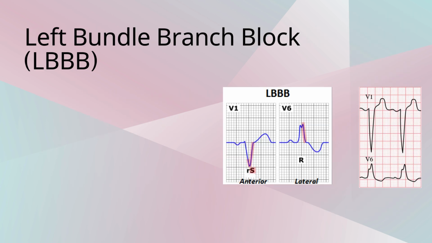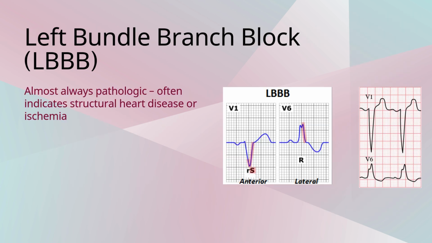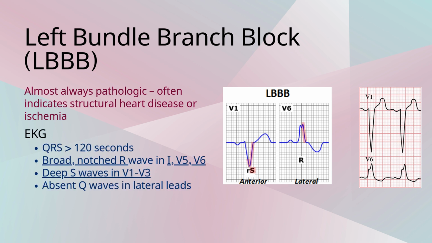On the other hand, left bundle branch blocks are almost always pathologic. It's usually due to coronary artery disease, hypertension, or cardiomyopathy. If it's a left bundle branch block, you won't see rabbit ears. Instead, in V1, you'll find a deep, wide S wave. And in the lateral leads, so 1, V5, and V6, you'll see a broad, often notched R wave.